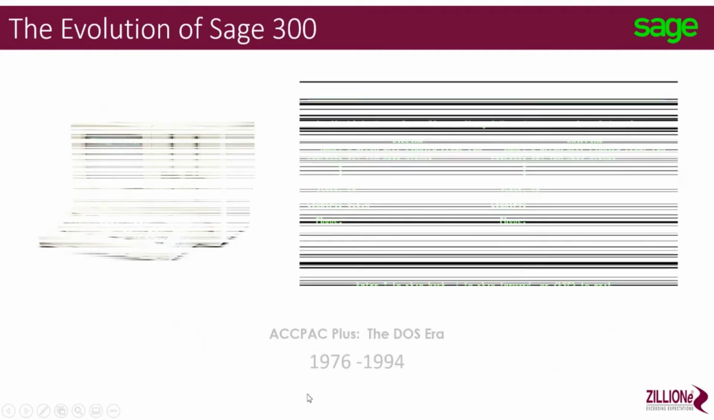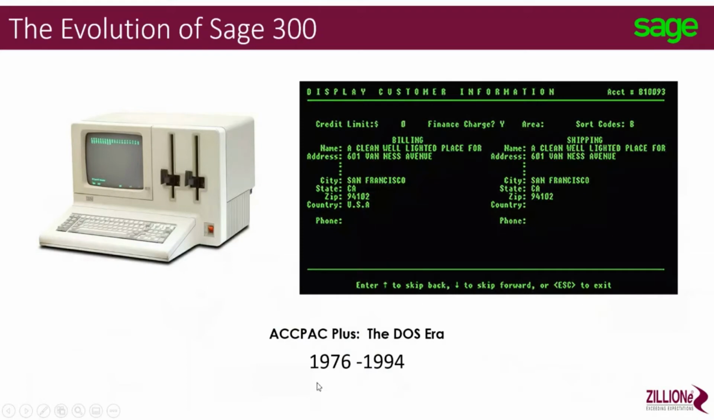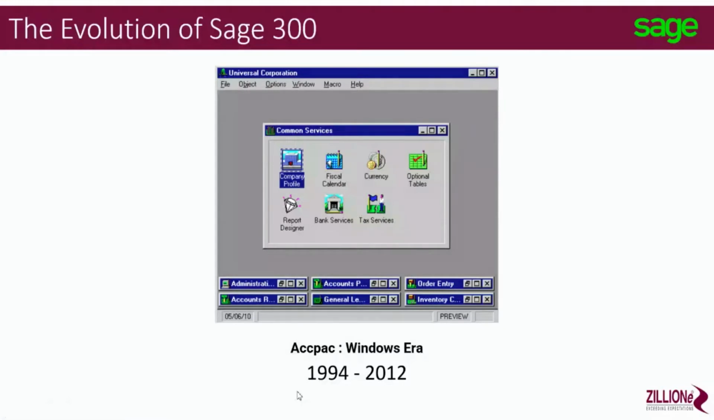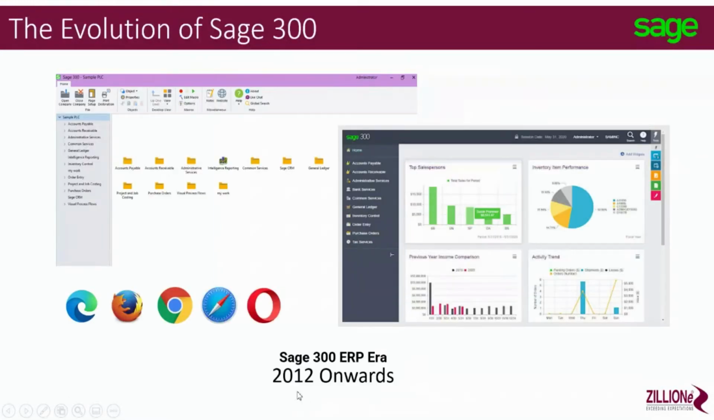So speaking of the evolution of Sage, just to browse through these screens as well. You could remember back in the day, Sage was actually on a DOS era from 1976 to 1994. Then it came into the ACCPAC Windows era from 1994 to 2012. And now we are in the Sage 300 era since 2012, where the UI has comprehensively improved, the user friendliness has improved, the web screens have been introduced, and accessibility has been granted over different platforms for many of the users for their ease of transactions.